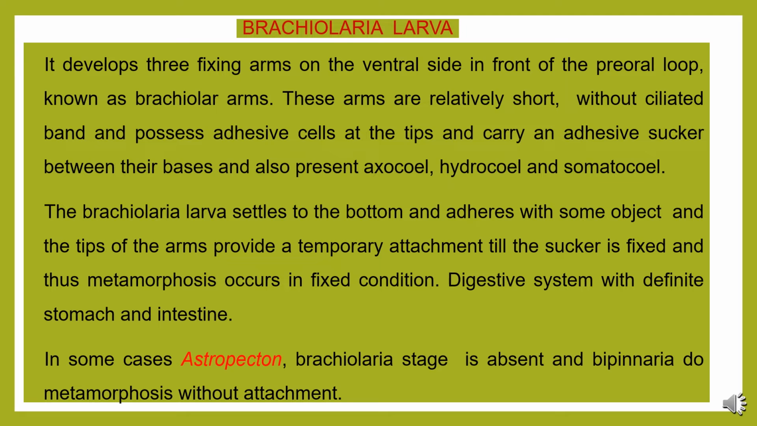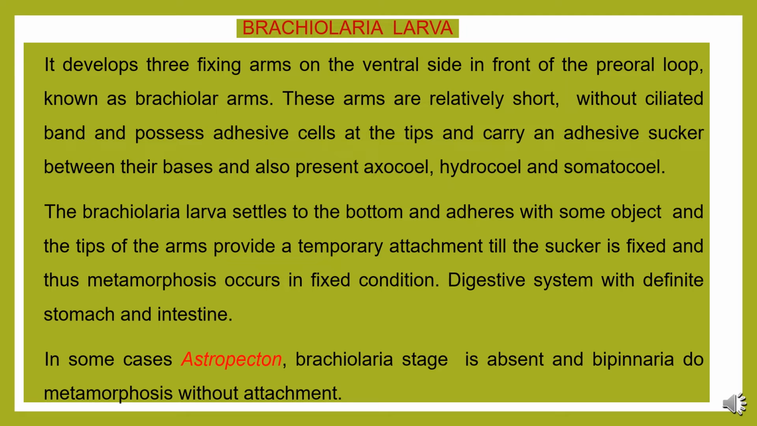Let us discuss the BRACHIOLARIA larva. It develops three fixing arms on the ventral side in front of the prioral lobe, known as brachiolar arms. These arms are relatively short, without a ciliated band, possess adhesive cells at the tips, and carry an adhesive sucker between their bases. Axocoel, hydrocoel, and somatocoel are also present.